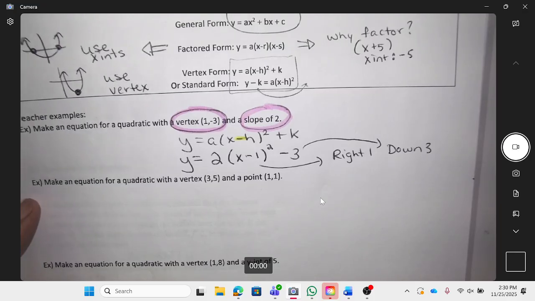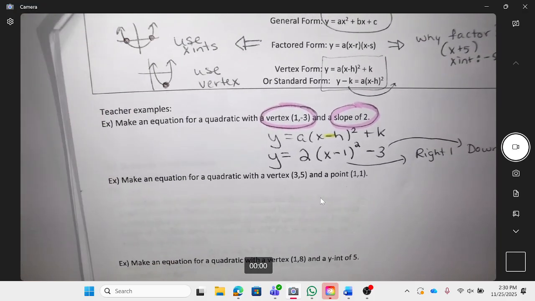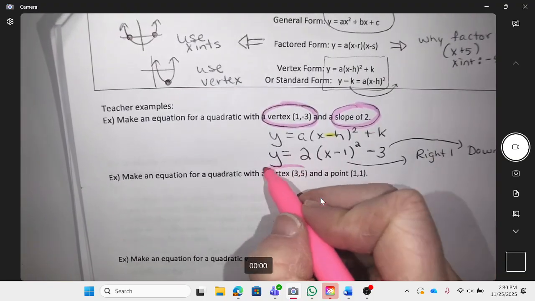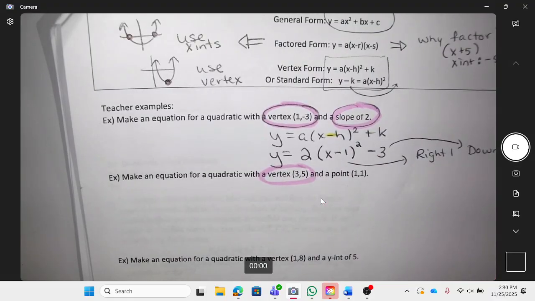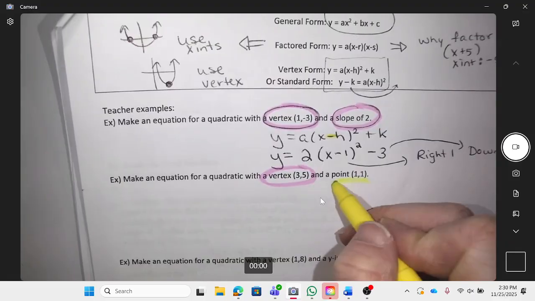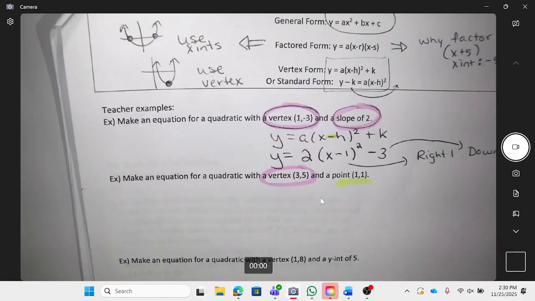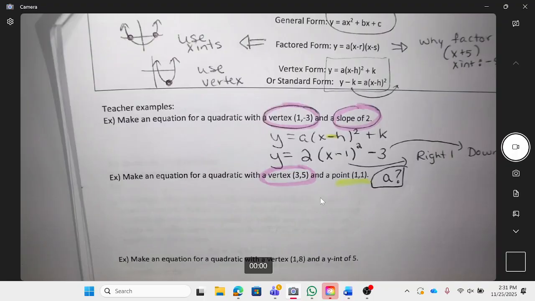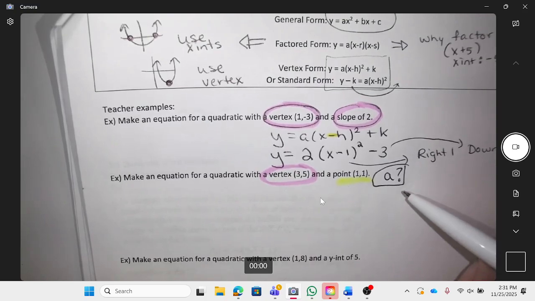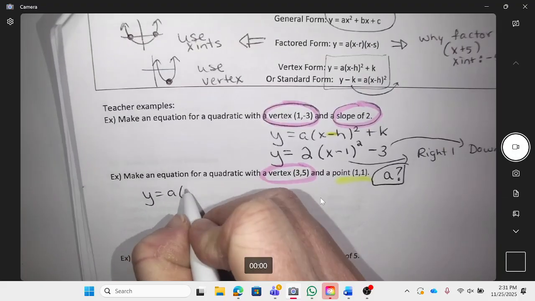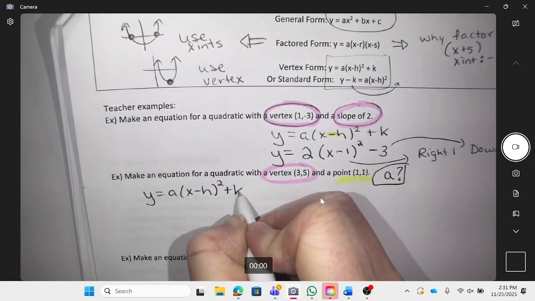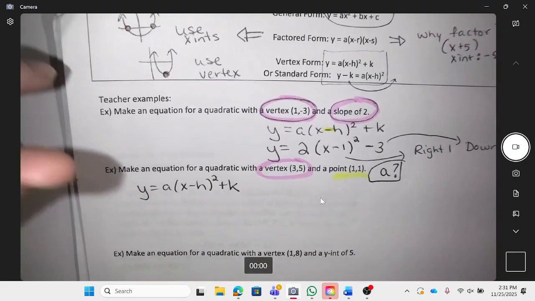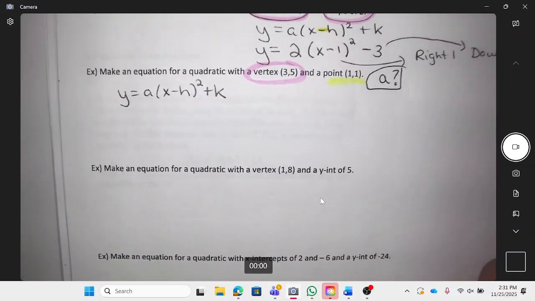Okay, here we go. We're going to toughen this up. Now, this time I've been told a vertex and a point. So guess what I don't know? I don't know the a value. That's not good. I don't know the a value, so I can't really go with an equation. Okay, so we're going to figure this out. We're going to figure out this a first. Okay, so here we go.